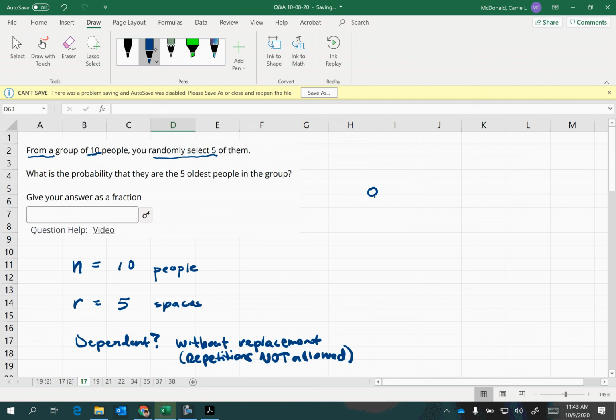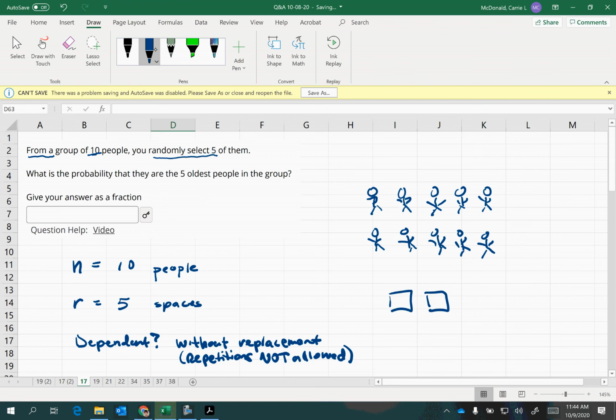We have 1, 2, 3, 4, 5, 6, 7, 8, 9, 10 people. And we have 1, 2, 3, 4, 5 seats to fill. We want to know the probability of selecting the 5 oldest, so let's highlight 5 of these to represent the oldest ones.